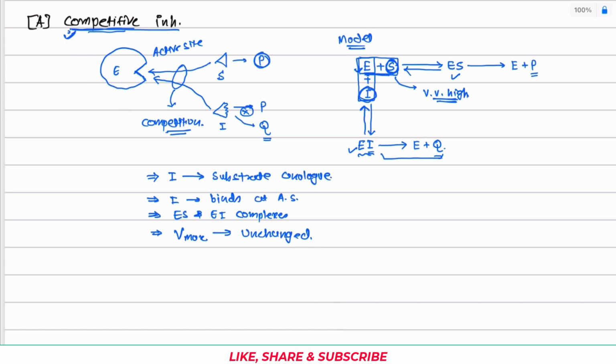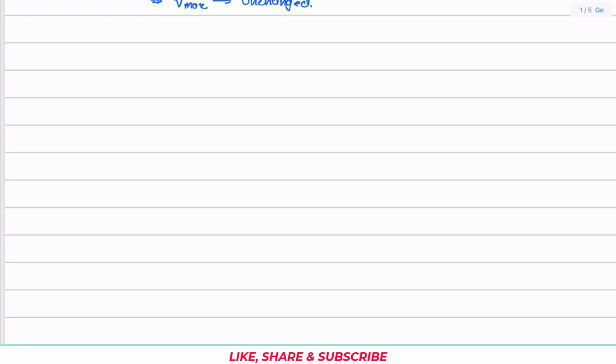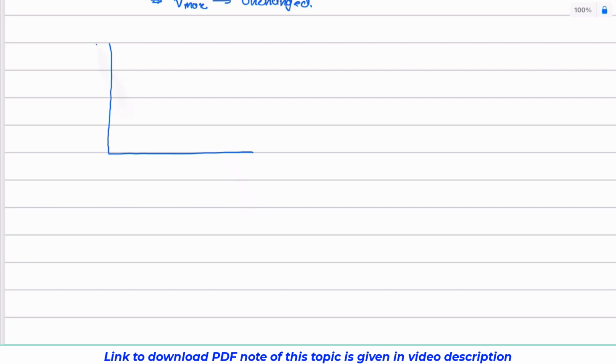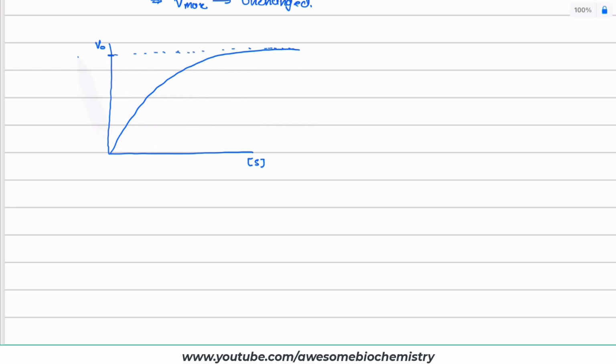Now let us try to fit everything into the diagram or into the graph. So when we draw a graph of velocity versus substrate concentration, velocity V0 on the y-axis and substrate concentration on the S-axis, when the inhibitor is not present, as we had seen in the previous video, the graph will be like this. So this blue line represents that no inhibitor is present. At this place, maximum velocity is seen, right? So this is the Vmax.